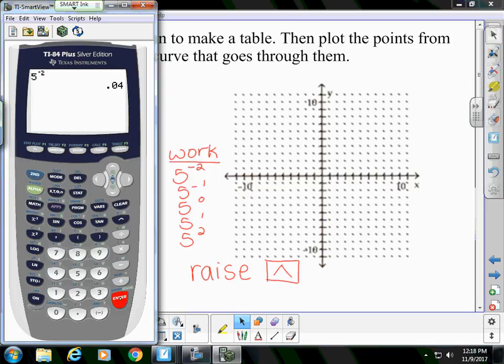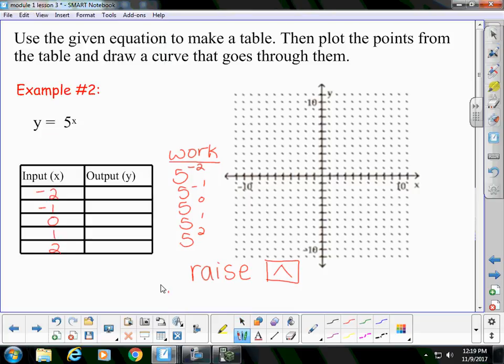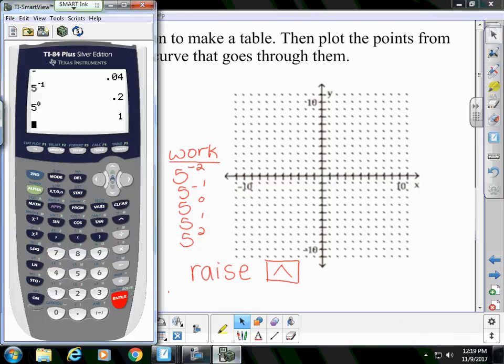Some of these are going to come out to be decimal answers. I got 0.04, then 5 raised to the negative 1 power is 0.2, and 5 raised to the 0 power, I got 1. So those are my first 3 answers: 0.04, 0.2, and 1. Then 5 to the first power and 5 raised to the second power are 5 and 25.